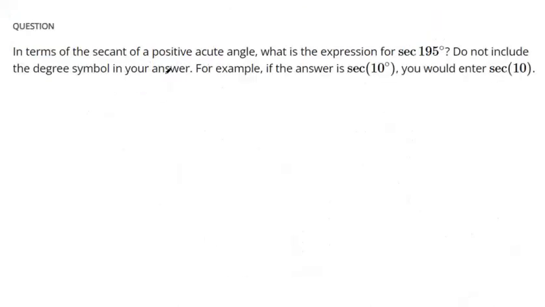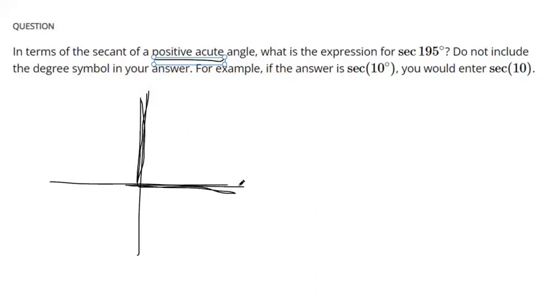Okay, so this is a similar question. We want a positive acute angle. That means in the end we want an angle between these two places so that it's less than a 90-degree angle. What is the expression for secant 195 degrees? Here's 90, here's 180, 195 is here. That means the reference angle is 15 degrees, right? Because we're 15 degrees over a semicircle. 180 plus 15 would make 195.